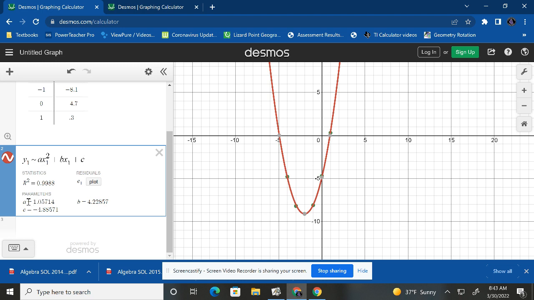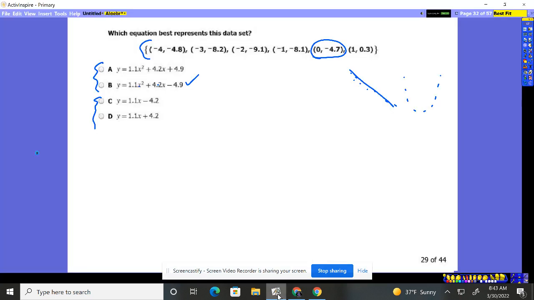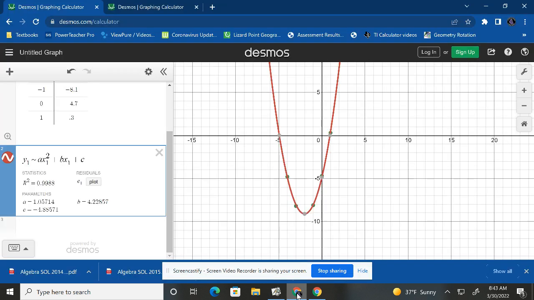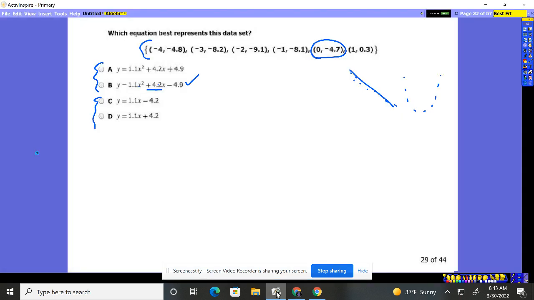It says the number in front of the x squared, that a, is about a 1. The b value in front of your x is about a 4.2. So if you and I come back and look at this, 4.2 in front of it. And then the c value, which is the key, the piece at the end, is negative 4.8. So you and I can see that's about right. So yes, we know it is B.